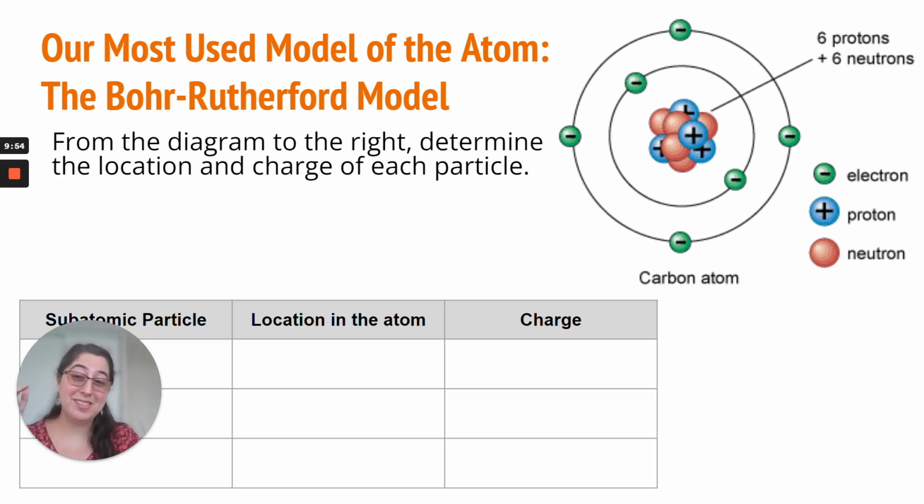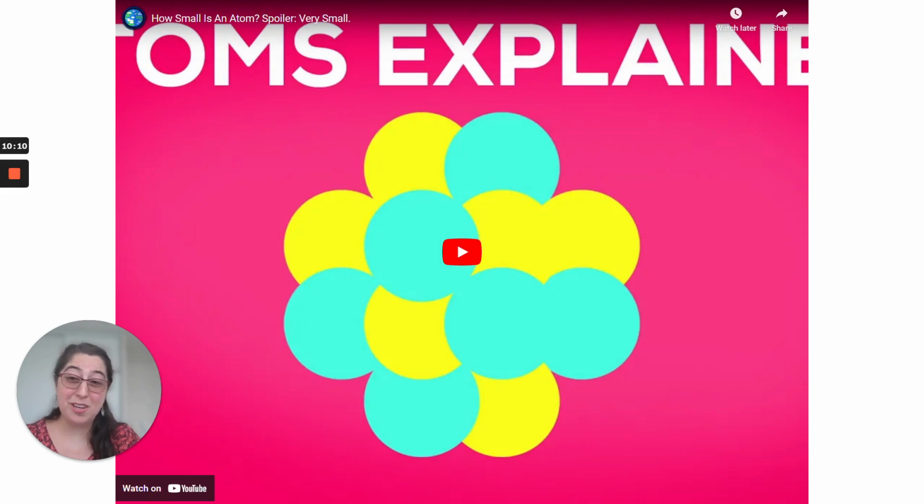You'll notice that the subatomic particle we didn't talk about yet is the neutron, also found in the nucleus, and it is neutral, which means no charge. The neutron was added later by a guy named Chadwick. Feel free to watch these extra videos that I've linked in the slide deck if you want to learn more about our most recent, most up-to-date model of the atom.